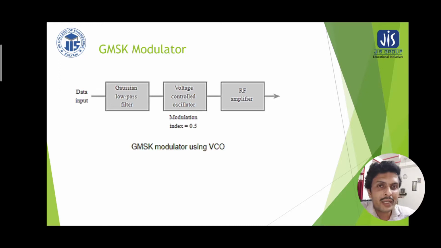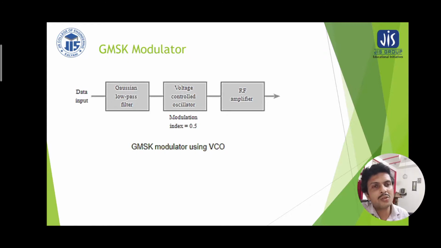Whatever data is input to the Gaussian low pass filter is rectangular in nature. Once it is fed to the Gaussian low pass filter, the positive edge or negative edge of the binary information is smoothed out, and we get an output signal that is truly a smooth variation. The output of the Gaussian low pass filter is fed to the voltage control oscillator.